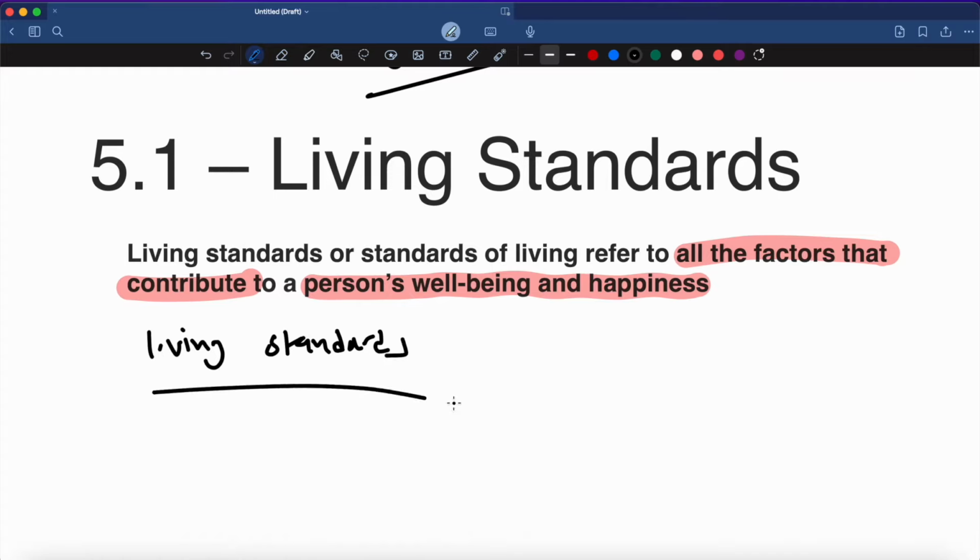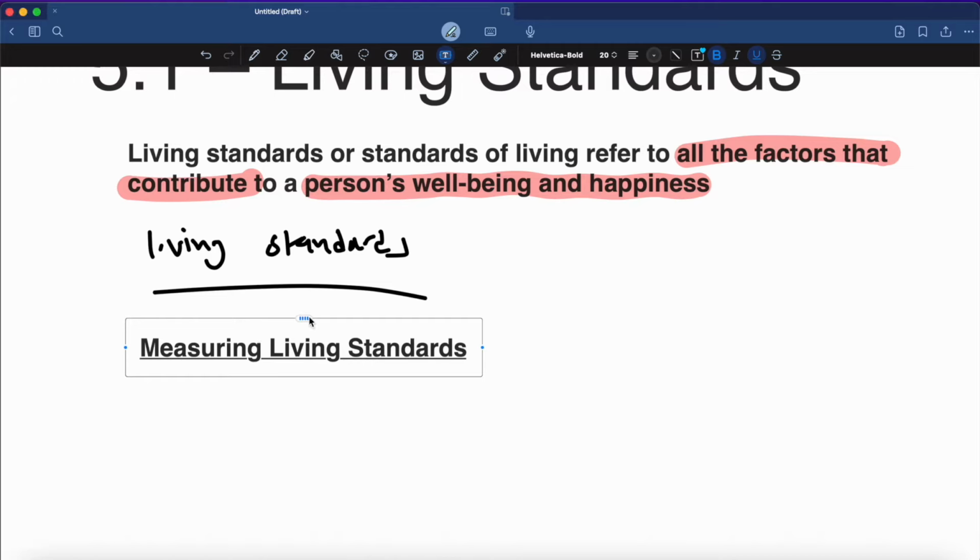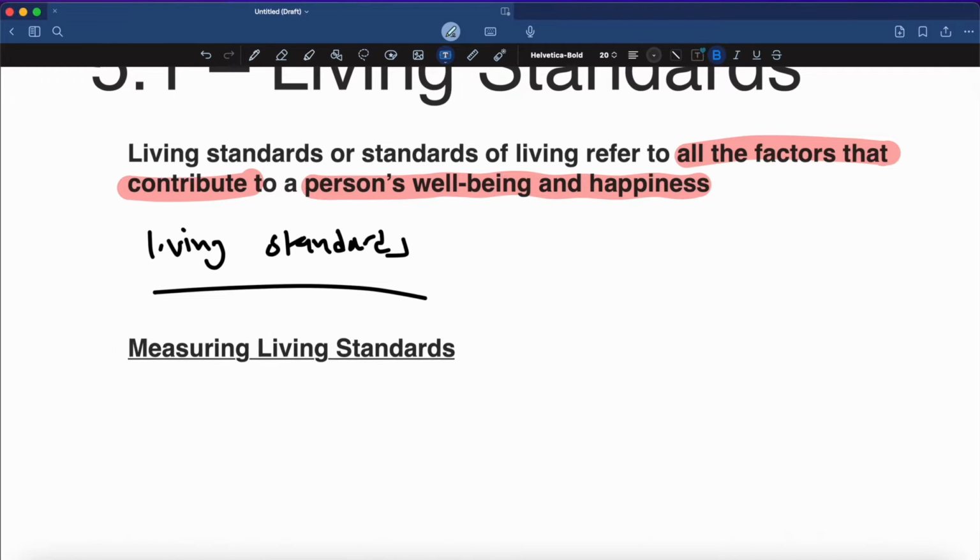Because economics always deals with analysis. Economics always deals with using statistics and making a conclusion out of it. So I can't just say, oh, my population is happy, the living standards are good. You can't do that. So we need to find a way to measure these living standards. And that's where it comes into play. How to measure the living standards? There's a way, and this is by using GDP per head. Remember this from the last topic, GDP per head. What is GDP per head?